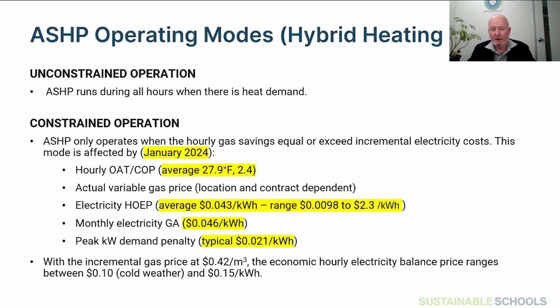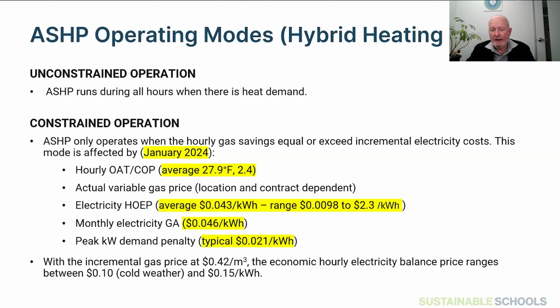In January of last year, the average temperature during January was 27.9 degrees Fahrenheit. The COP was 2.4. The gas price in this case was 42 cents a cubic meter, and that varies across the province and varies depending on what contracts you may have. So the gas price is a variable.